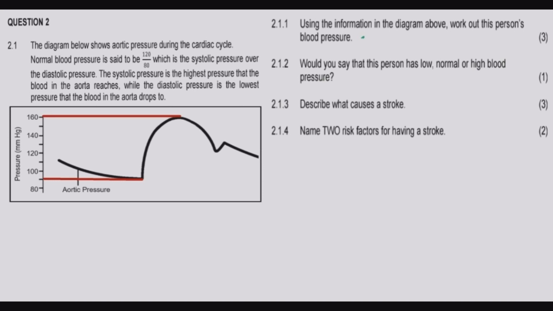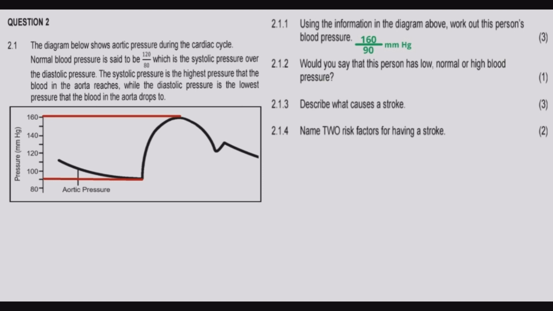So that means the systolic pressure is 160. So we are going to write 160 there, over diastolic pressure, which is 90, which we're going to write down here, 90. Okay, and then we write the units for blood pressure. Basically that is the blood pressure for this person. Now we come to question 2.1.2. Would you say that this person has low, normal, or high blood pressure?